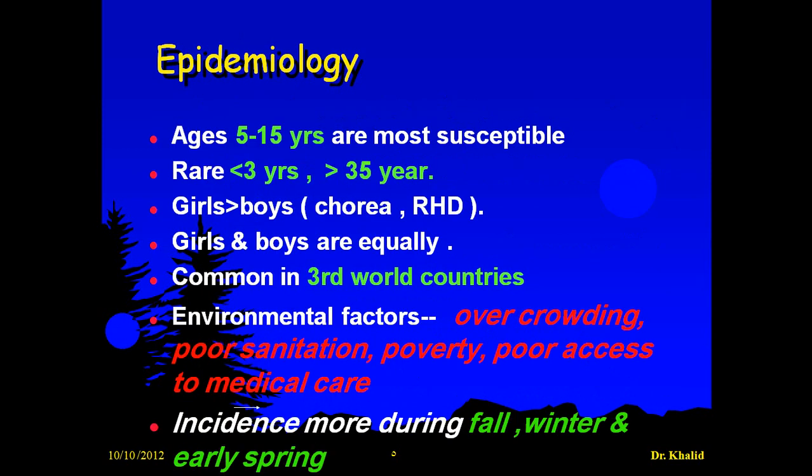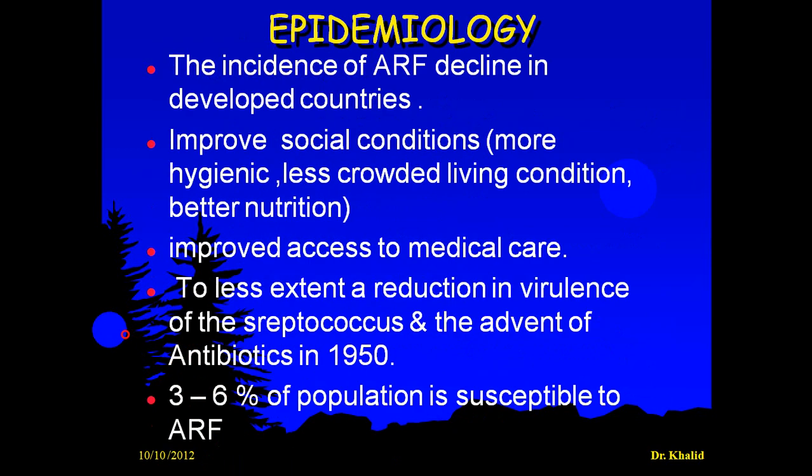Epidemiologically, the age involved is 5 to 15 years, the most susceptible age group. It is rare below 3 years, and even rarer above 35 years. Girls are affected more than boys in rheumatic heart disease, while girls and boys are equally affected in acute rheumatic fever in general. It is common in third world countries because of environmental factors: overcrowding, poor sanitation, poverty, and poor access to medical care. Incidence is higher in fall, winter, and early spring.